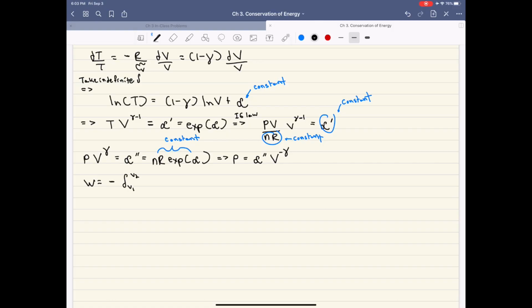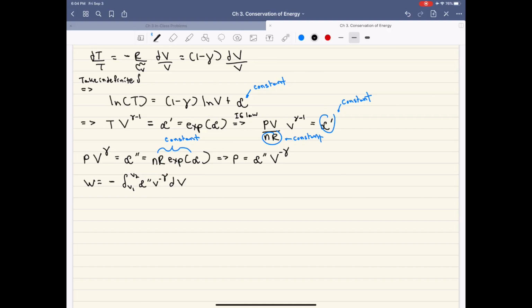Okay? So I have dV here. But now I'm going to plug in this for the gas pressure. Gamma. Okay? All right, and so now that I have that, this is a constant, so I could pull that outside of the integral. And then all I have to do is just integrate this part from V1 to V2.